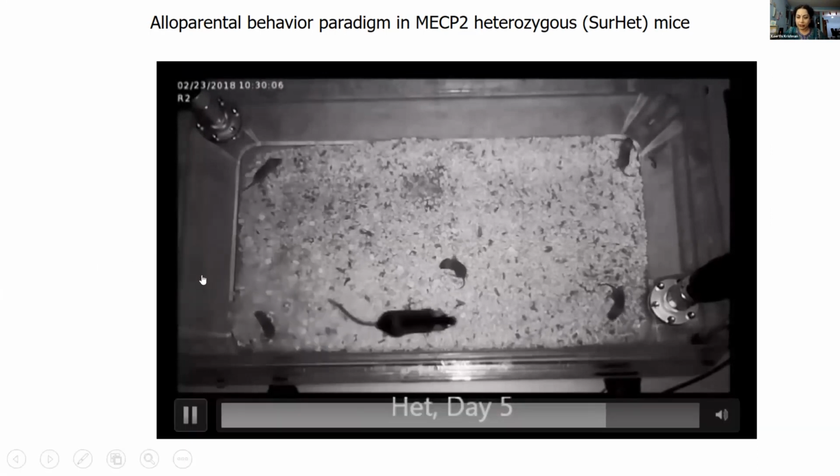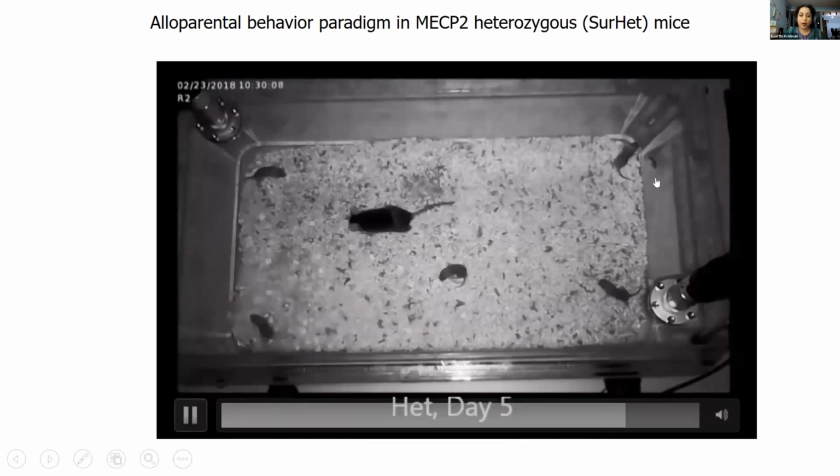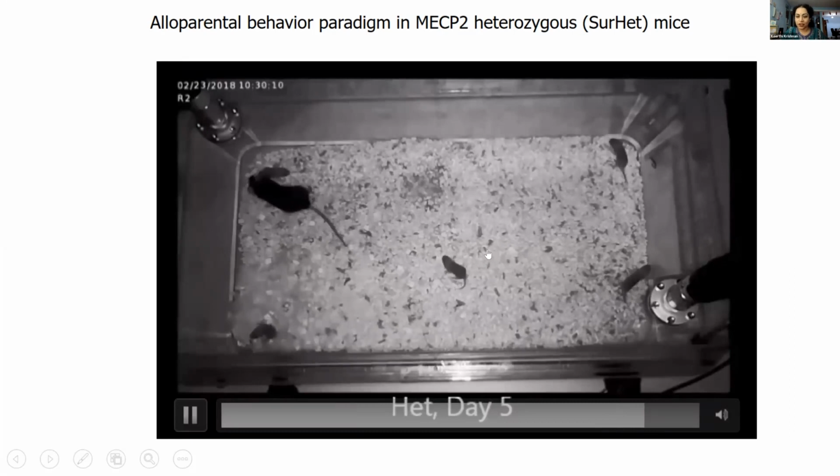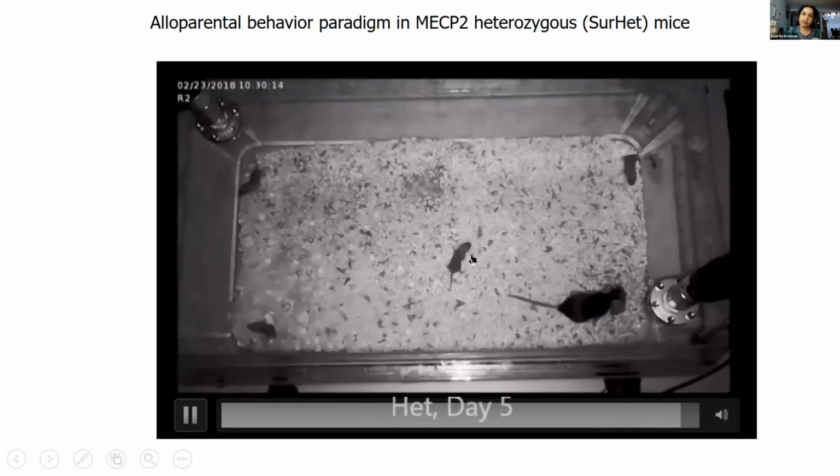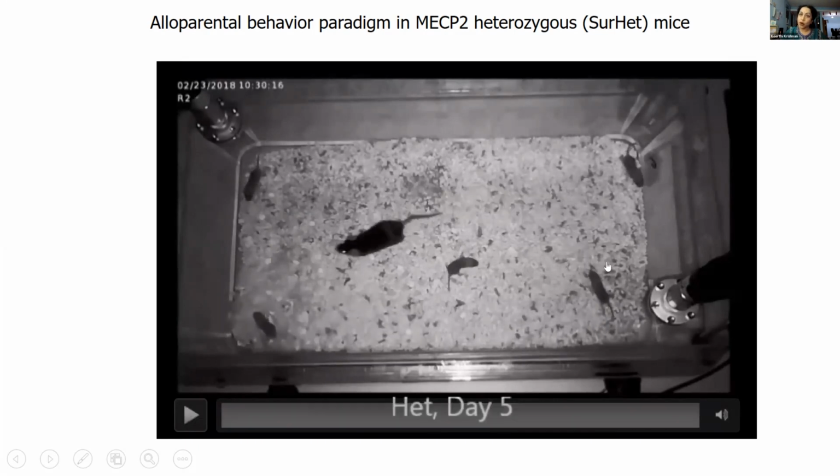As you can see very clearly, the het goes from pup to pup, but doesn't actually retrieve the pups to the nest. Okay. From a Rett syndrome perspective, this is a really nice assay to look at primary sensory processing deficits, but also multisensory integration, which is important for social communication and higher order cognition.